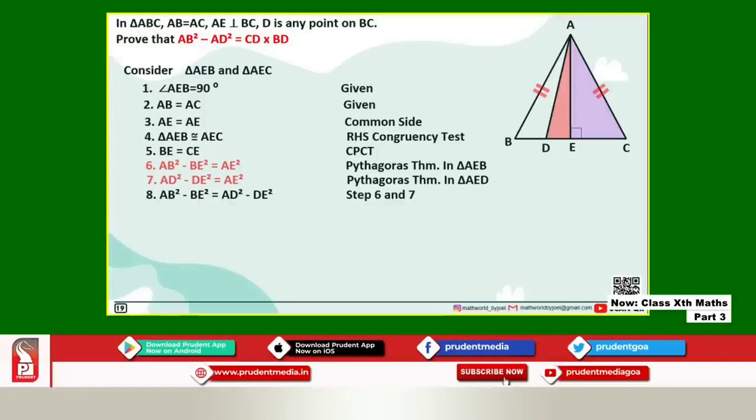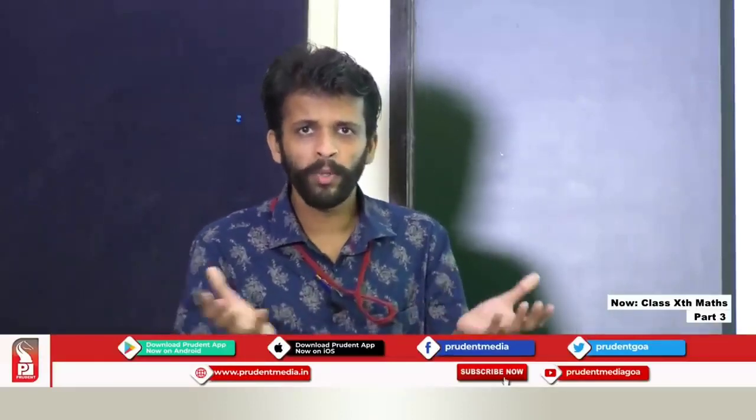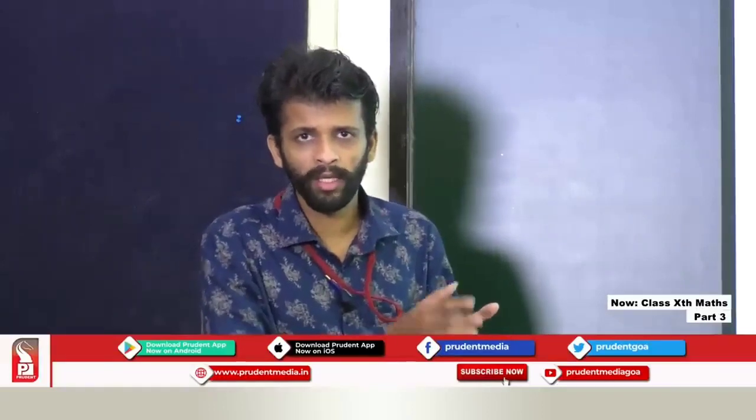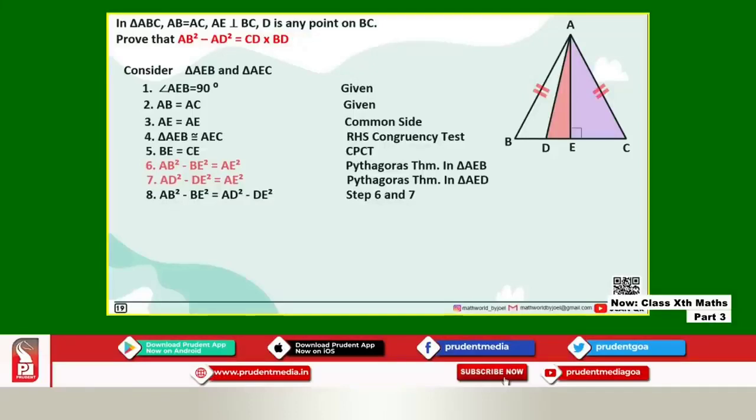Now if you look closely at step number 8, let us try and look at it in terms of the figure. So AB square is the hypotenuse of a triangle. BE square is just a regular side. AD square is again a hypotenuse of a triangle, and DE is another side. So what we are going to do is put the hypotenuse terms together and the other sides together. So this would become something like this.